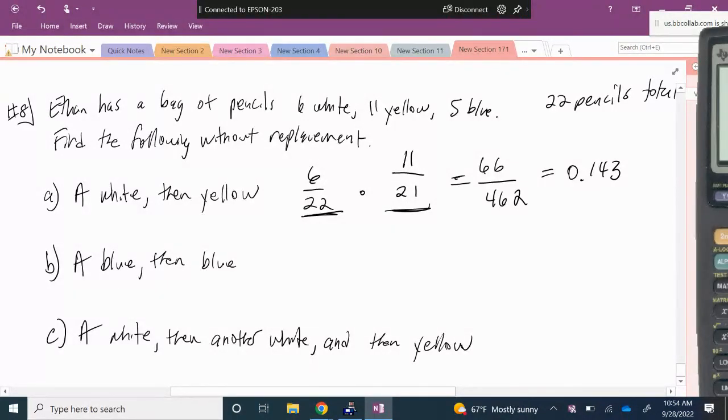All right, so B says, again, we're drawing two pencils. So this is the probability for the first pencil, probability for the second pencil. So what's the probability that the first pencil is blue? Well, there's a total of 22 pencils in the bag. 5 are blue. So the first choice for a blue pencil is 5 over 22.